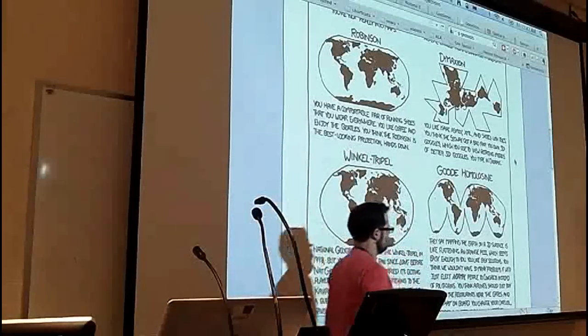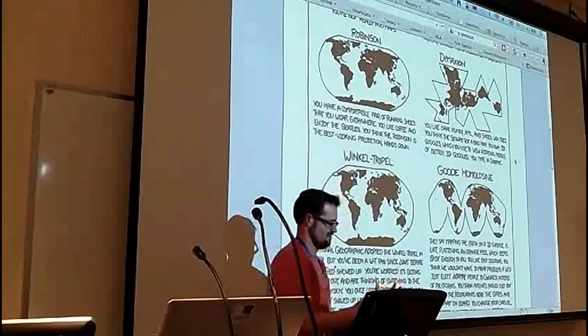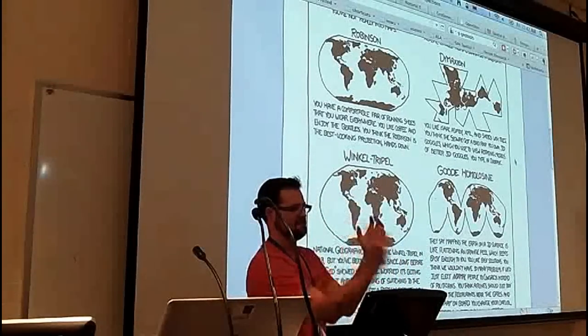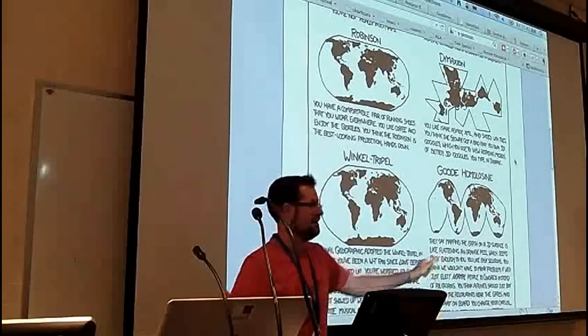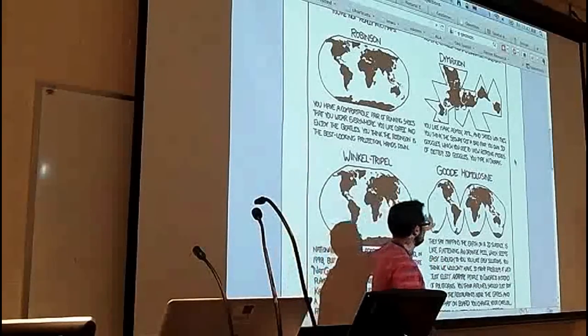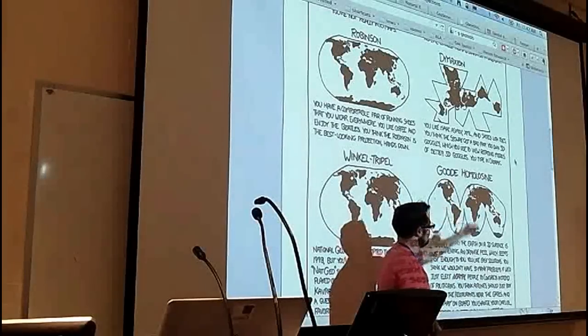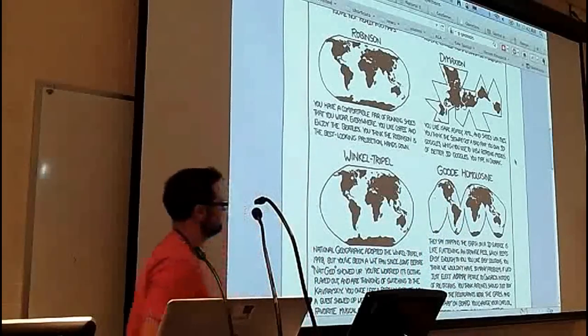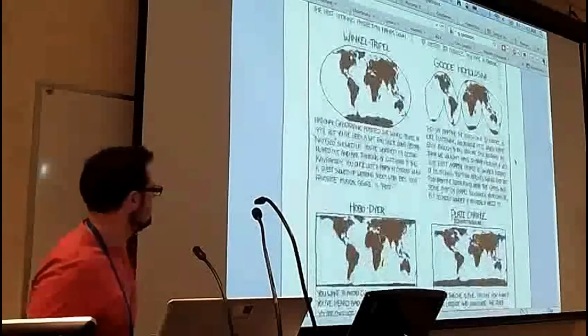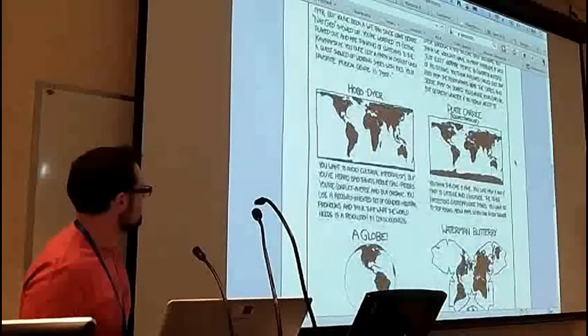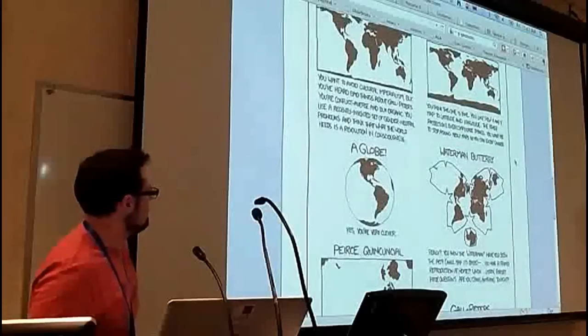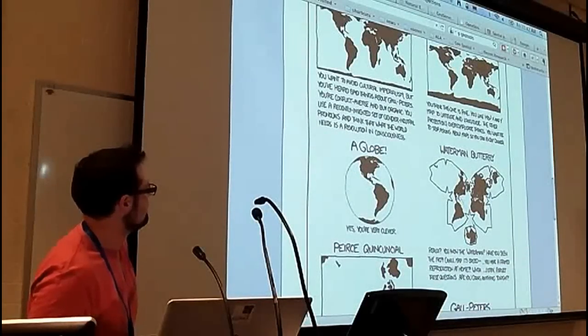Oftentimes it's described like when you're trying to map the Earth, take an orange and wrap a piece of paper around it and then roll it back out again, and you get something that looks like this, or you take a peel off an orange, and you get a projection that looks similar to that one. And then you just get really, really wacky ones like the Waterman butterfly.